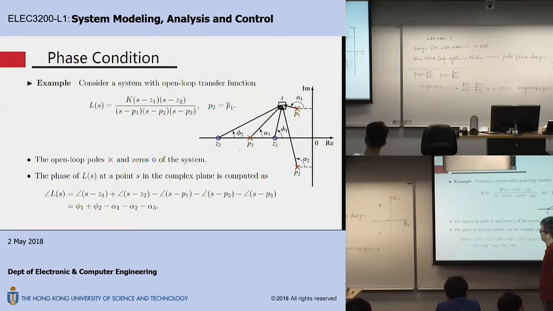So, if we are interested in finding those S so that the phase of this is an odd number times 180 degrees, well, how do you compute the phase for a particular S? Well, we do the following. Say we have an S here.